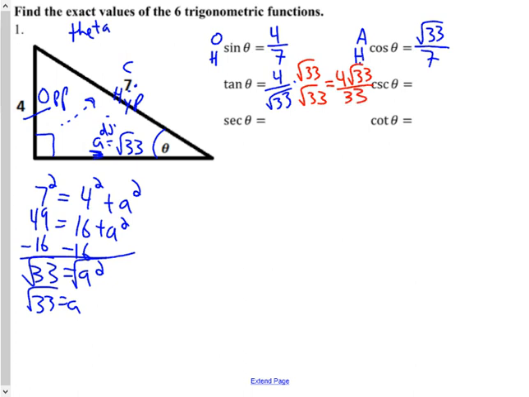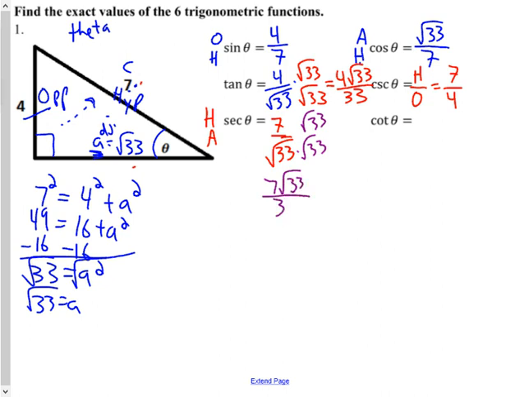Now, tangent is the only one of SOHCAHTOA that could be over 1. Next, cosecant, a reminder, this one is hypotenuse over opposite, and we get 7 over opposite is 4. Secant is hypotenuse over adjacent, and that one is going to be 7 over square root of 33. And then we have to rationalize. So multiply by square root of 33 on top and bottom. And we get 7 root 33 over 33.